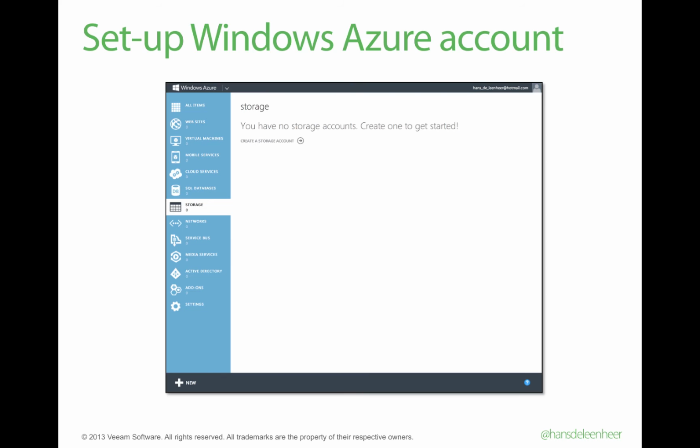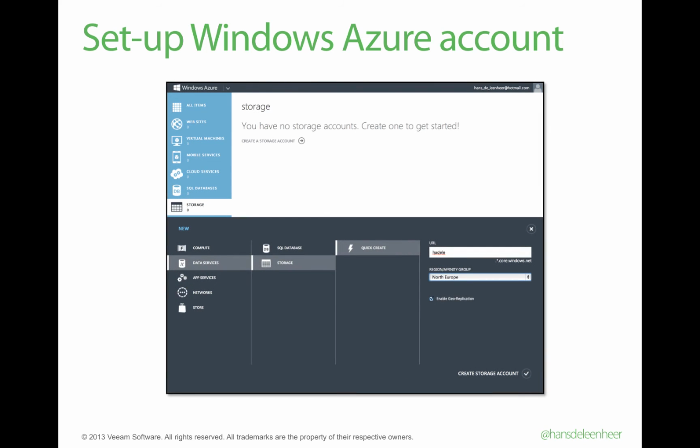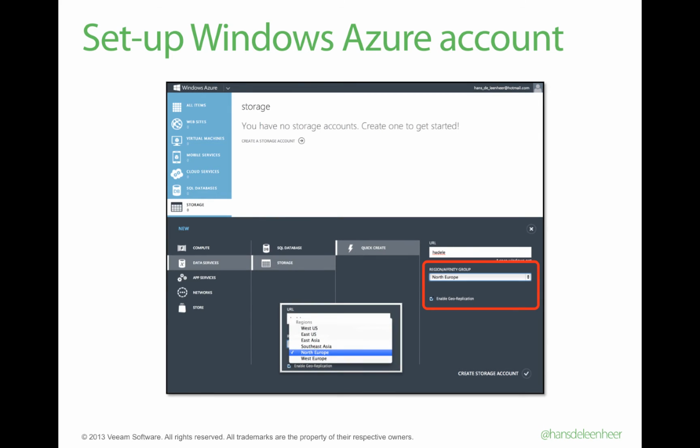For this one, we only need storage, so we clicked on the storage tab, and I see that I do not have a storage account right now. So let's set up that storage account. We'll need a URL, core.windows.net, and I've put Hadley up front. The second thing you need to choose is your region. My region, of course, is Northern Europe, and there are 6 regions in the world: Western US, Eastern US, Eastern Asia, Southeast Asia, Northern Europe, and Western Europe.